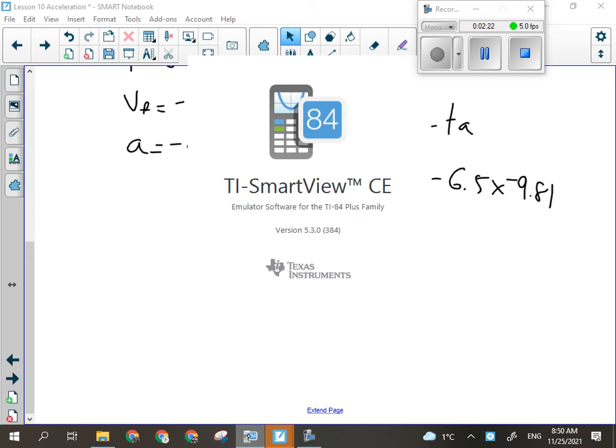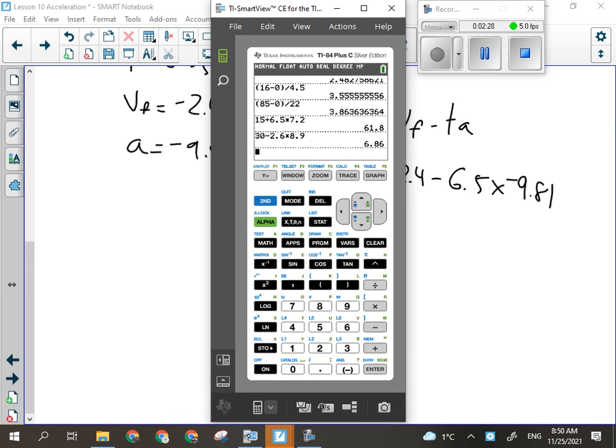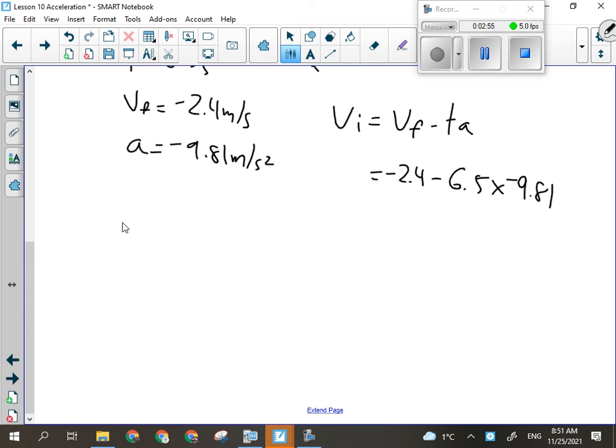All right, so come on. Negative 2.4 minus 6.5 times negative 9.81. All right, so it was thrown up in the air at 61.4 meters per second. Which is really fast. I don't know anyone who throws anything that fast. Okay, that's like nearly 200 kilometers an hour. Right? So 61.4 meters per second. What needs to go here? Up. Okay, are these starting to make some sense?